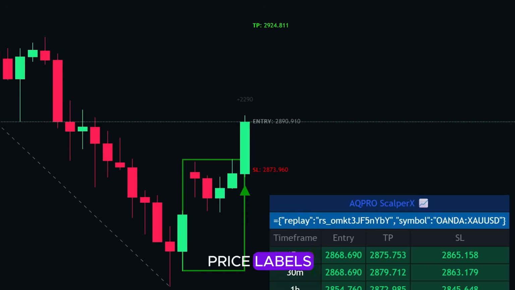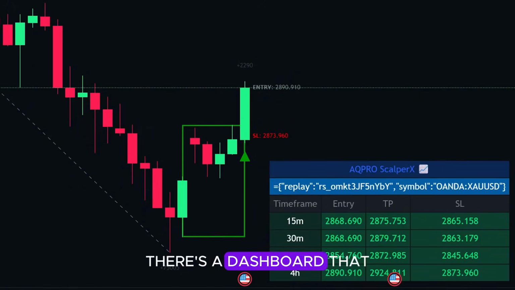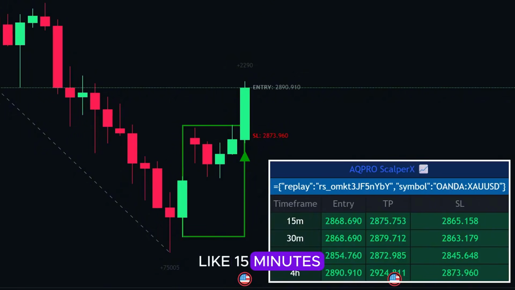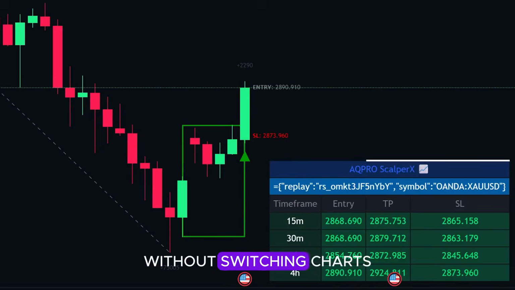These are shown with price labels, so you know where to exit the trade if it wins or loses. On the side of the chart, there's a dashboard that shows buy and sell signals from other time frames like 15 minutes, 1 hour, or 4 hours. This helps you know the bigger trend without switching charts.